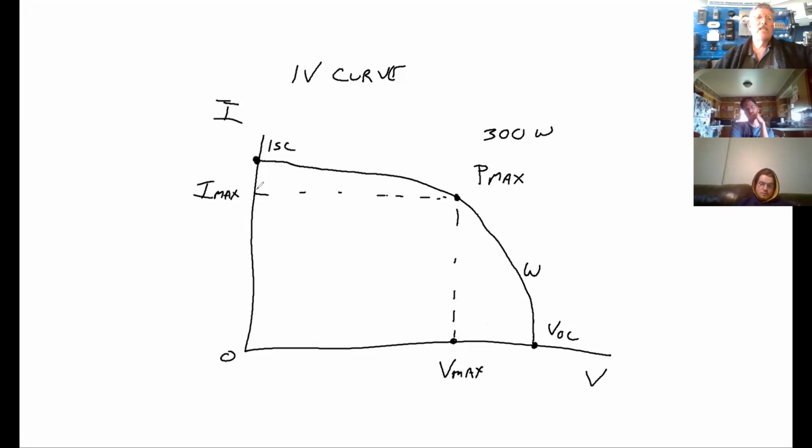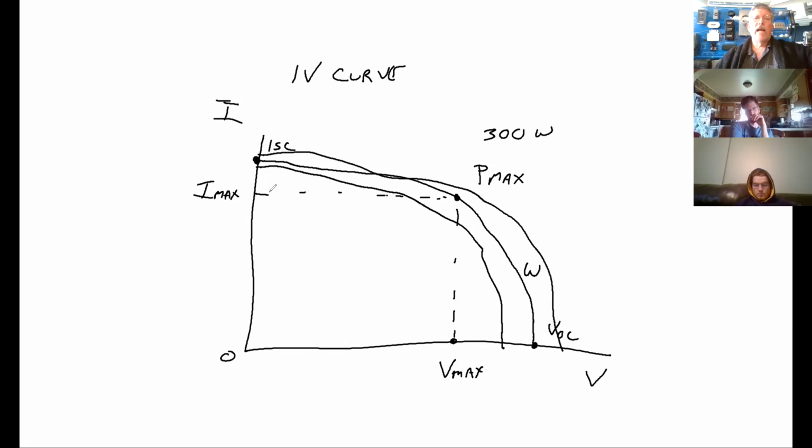And as conditions change, this curve will change. And temperature affects voltage more than irradiance. So as the temperature increases, this curve might change to something like that. And as the temperature decreases, my drawing is going to be bad, but it's going to go like this. And as irradiance changes, that's going to affect amps. So if a cloud comes out, then the curve might change to this. And all the time, the maximum power point is going to be moving around as these conditions change.